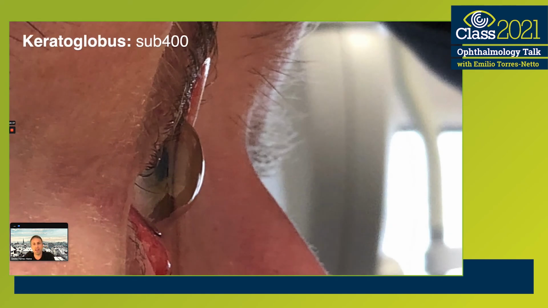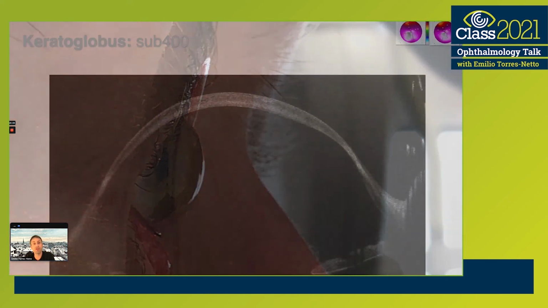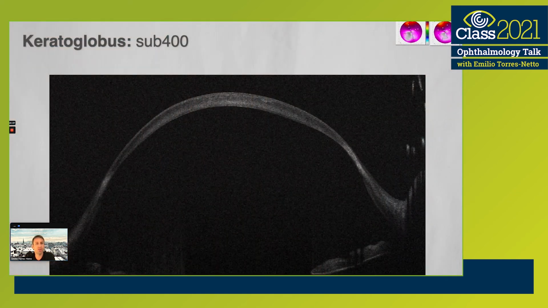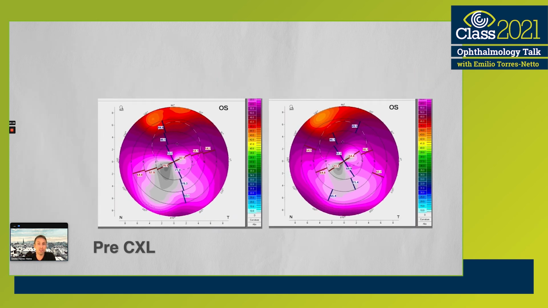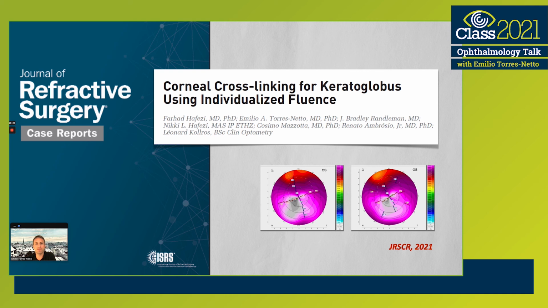Another approach that has recently been published from our group is also using this protocol for treating keratoglobus. So before there was no available treatment for those corneas using cross-linking, and here we used cross-linking, as you see, and 2 years after cross-linking, even in those very advanced keratoglobus, we could still find a stabilization of the case, and this was published now as well in 2021.